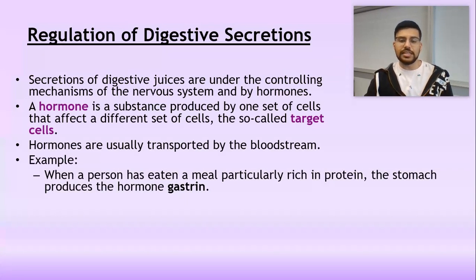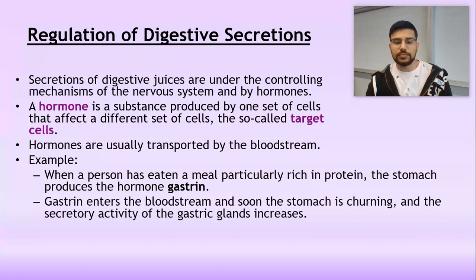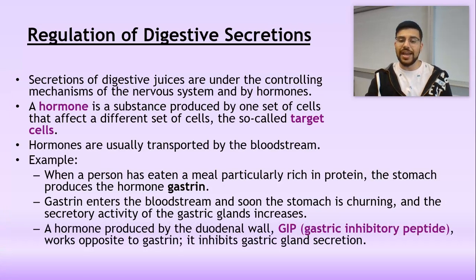An example of that is if a person eats food that has a lot of protein in it, your stomach is going to produce a hormone called gastrin. Gastrin is going to enter the bloodstream, and as soon as the stomach starts churning and the secretory activity of the gastric glands is getting ready for that meat to get there, the gastrin is going to help the gastric glands increase their production of acids.